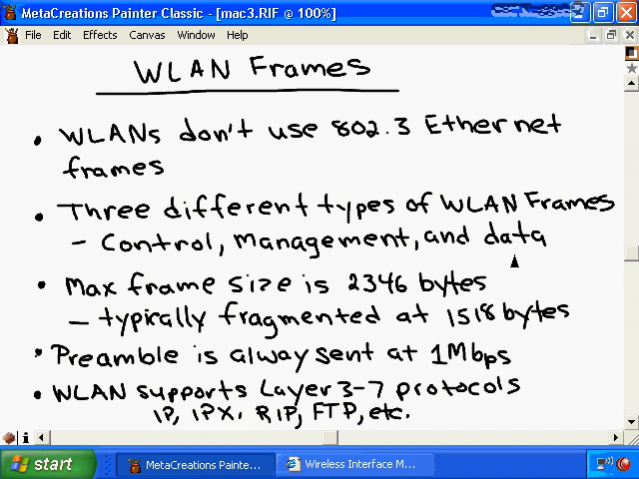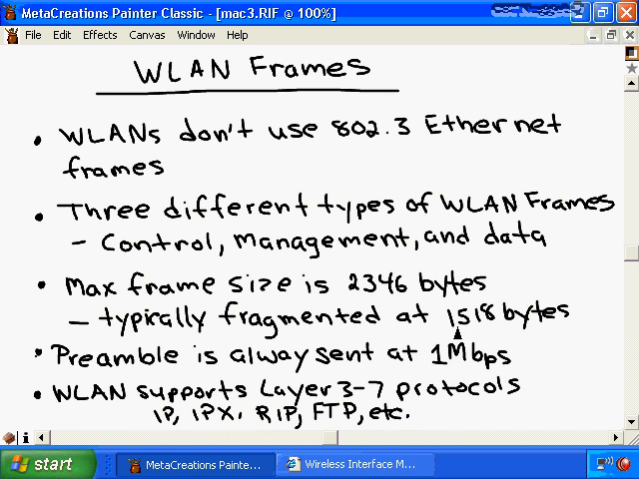On a wireless LAN, the maximum frame size can be up to 2,346 bytes. This is larger than the maximum frame size on an Ethernet network, which is 1,518 bytes, so the wireless frame is typically fragmented at this lower amount. We'll learn more about fragmentation in just a second.